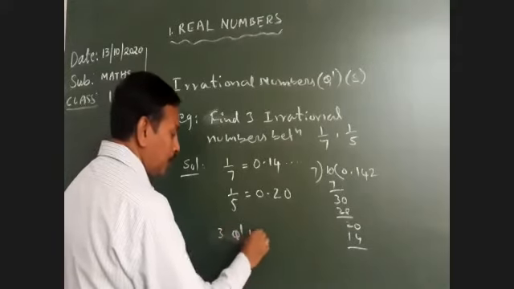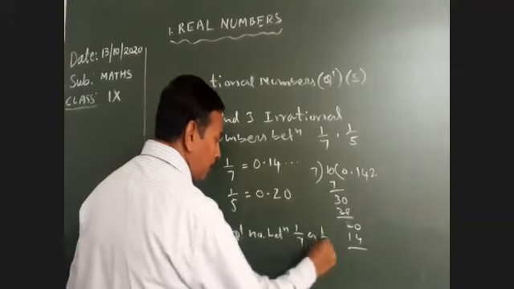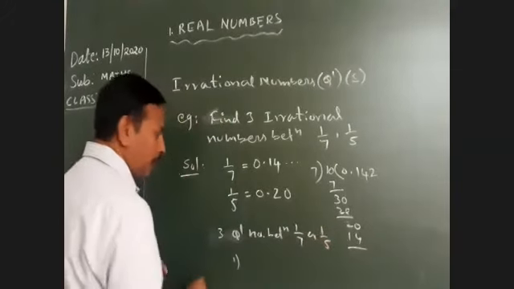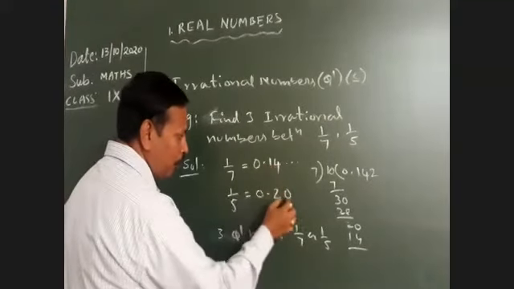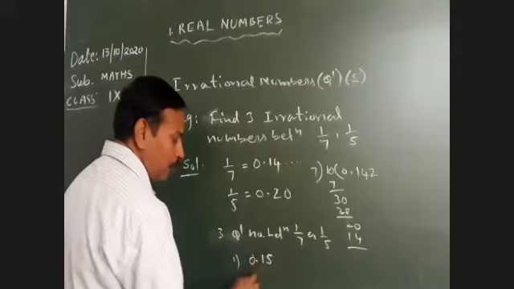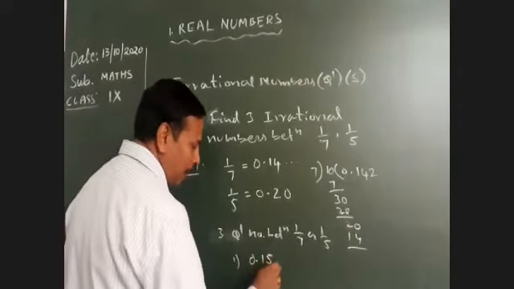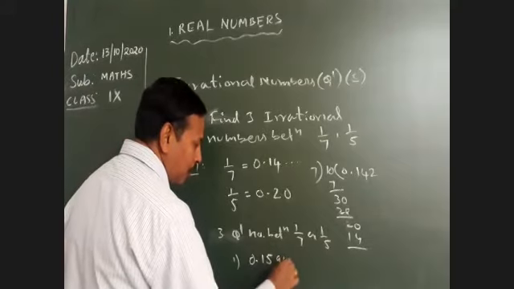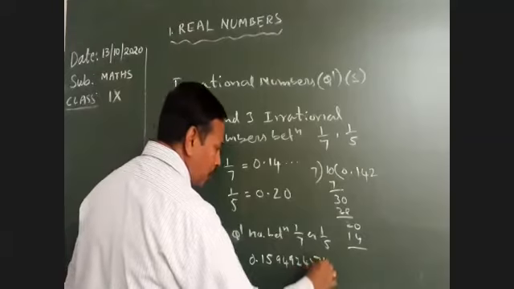Irrational numbers between 1/7 and 1/5: I'll take one, suppose 0. So between 0.14 and 0.20 there are many irrational numbers. How to write? Suppose 0.1 4 and after that 5 1 5. After that, any digits you can write. I am writing my phone number, suppose 9 94 92 44 7 115.